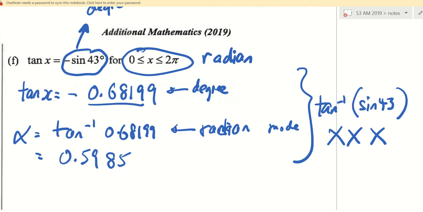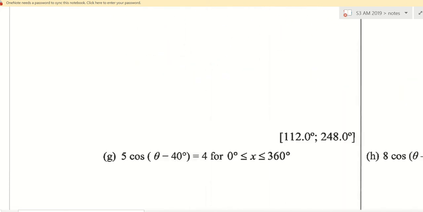So you have to first find sine 43 in degree mode, then use that number and key in radian mode. Then you can get the answer. From here, I will stop because I think you know how to do the second quadrant and fourth quadrant. Then after that you can get the answer. Okay, let's go to the next one. Now, am I correct to say that this one got a problem?